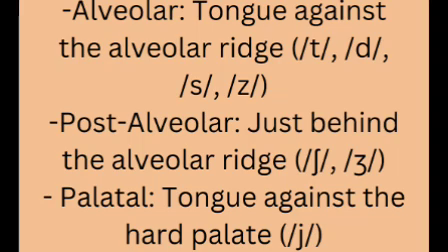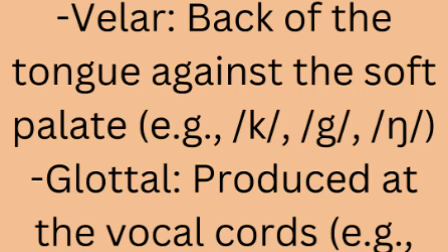The glottal sounds are produced at the vocal cords, and that has to do with the vocal cords having a tiny space in between them, and that space is called the glottis. So any sound produced in the area of the glottis is referred to as a glottal sound. The only glottal sound in English is h, as in house, human, and so on.